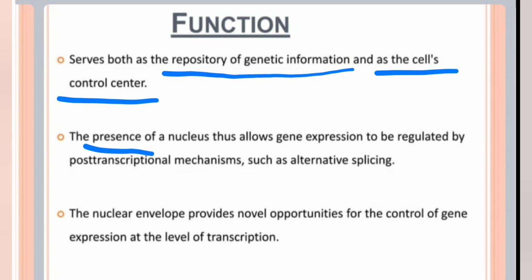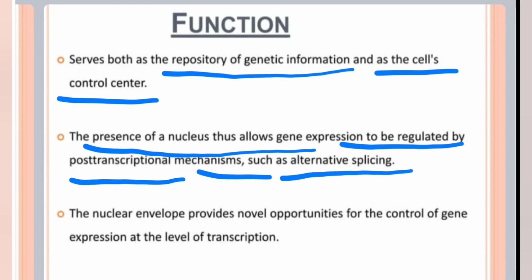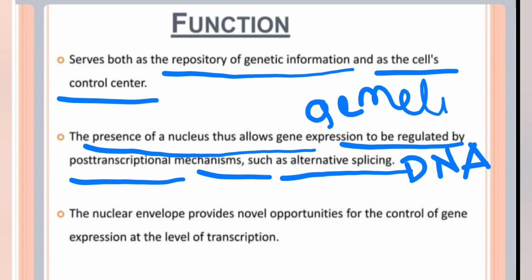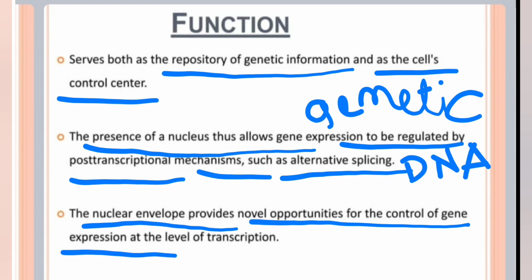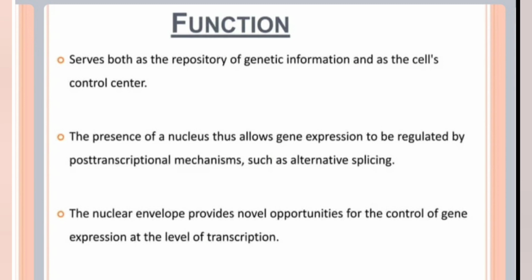Next, the presence of a nucleus allows gene expression to be regulated by post-transcriptional mechanisms such as alternative splicing. Here it is quite complicated, but splicing means just DNA formation. Here we will see only DNA formation, because chromatin materials are there, genetic function is there. Then the nuclear envelope provides novel opportunities for the control of gene expression at the level of transcription. So there is gene copying also.